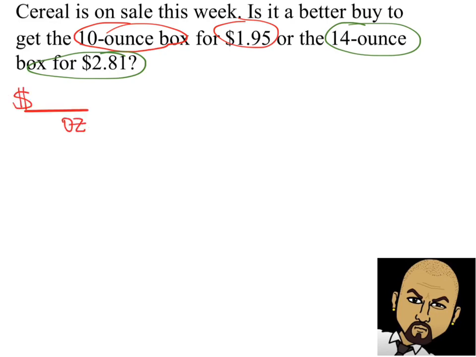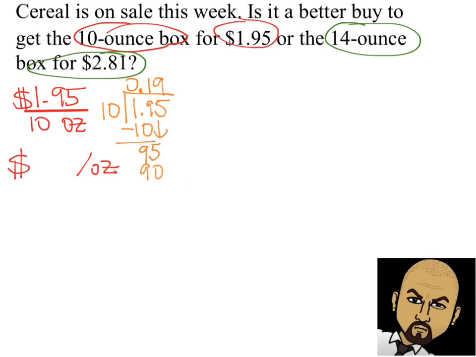So let's go ahead and do the 10-ounce box. We want to figure out the cost per 1 ounce, and that's why we put the ounces on the denominator because it's 1 ounce, and the dollars on our numerator. Then we go ahead and plug in our values. We divide our units. That's going to give us the dollars per ounce. And then we divide our numbers on the side. 10 goes into 0. 10 goes into 1 0 times. 10 goes into 19 one time. You subtract, you end up with 95. Bring down a placeholder. 10 goes into 55 times.